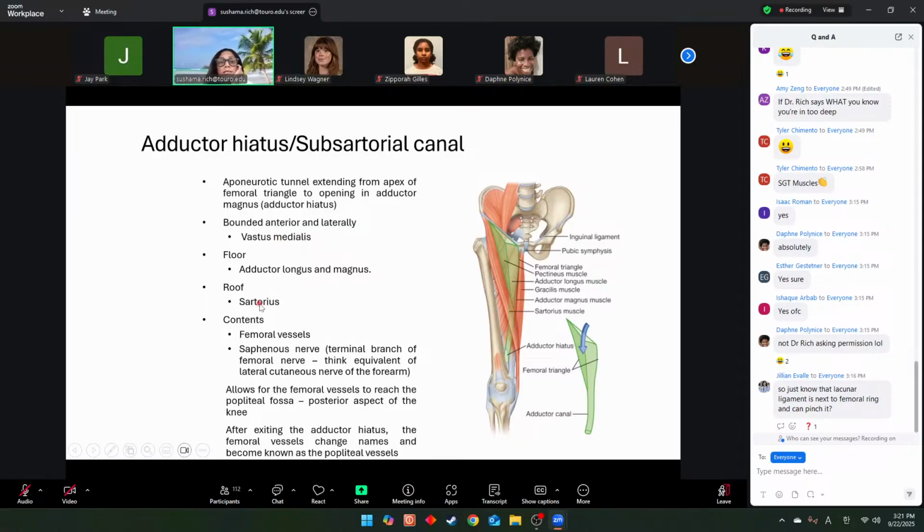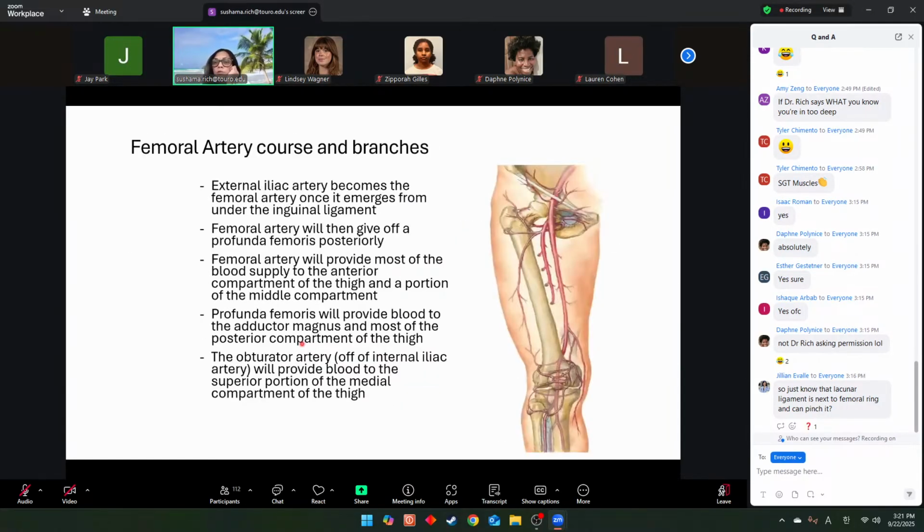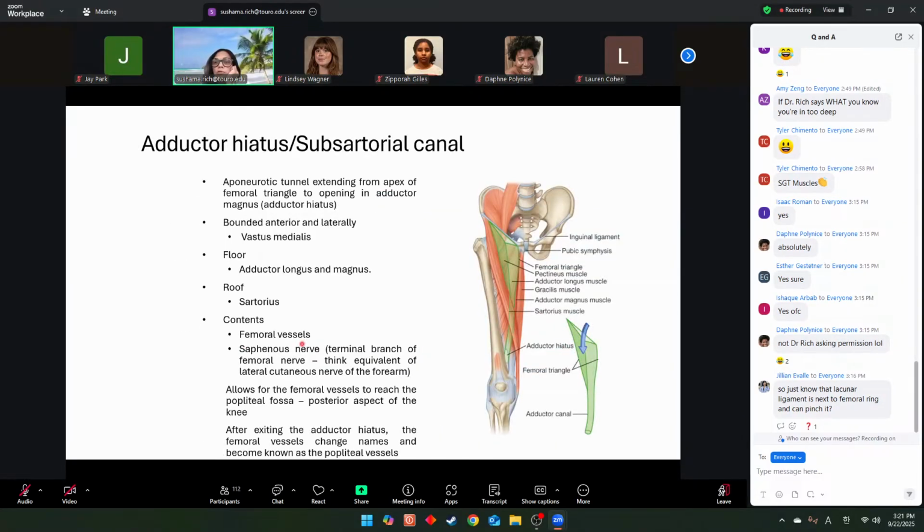So what lies anterior, what forms the floor, what forms the roof. You could read it on your own. The contents are important to know. It contains the femoral vein and the femoral artery. I wanted to show you a picture of something that was important in my head, and I just now don't have a picture, do I?